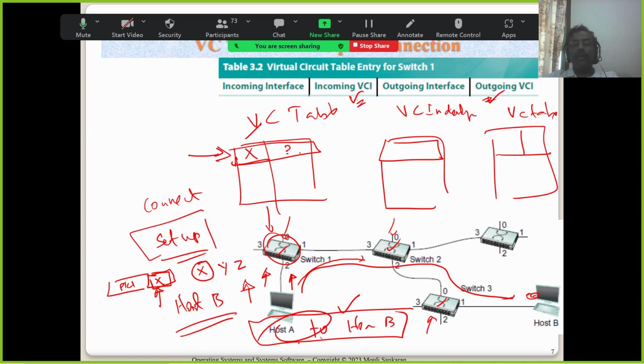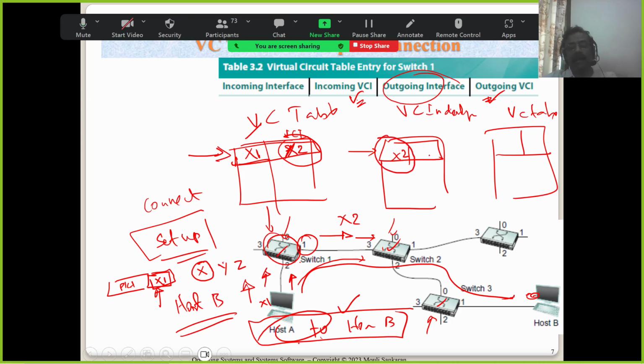Now, what is going to be the outgoing interface? That number is anyway known. The outgoing interface is 1. But what is going to be the VCI? I am only interested in the VCI. VCI is something this device is going to choose. Let me call it X1. I am going to say X1 is what I am going to use. Then I create an entry with X1. Then X2 is what I have to use for the next device, so the outgoing VCI here will be the same as the incoming VCI there.